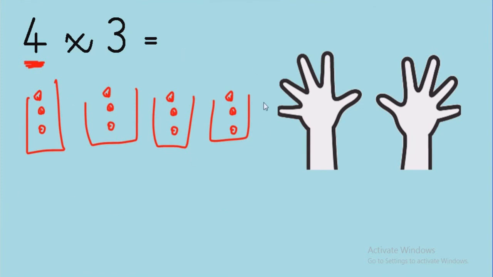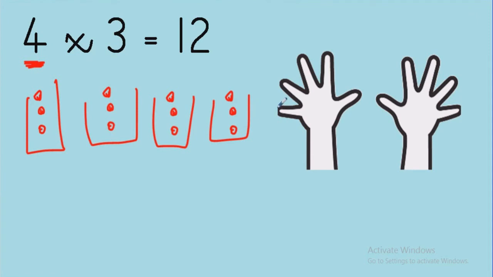How many altogether? Now remember, I don't know how to count up in 3s, so what can I do? Count up in 1s. Well done. Here we go. 1, 2, 3, 4, 5, 6, 7, 8, 9, 10, 11, 12. Well done. 4 lots of 3 equals 12. Let's pop it in here. And just to check, let's count 4 times on our fingers and practice counting in 3s, shall we?